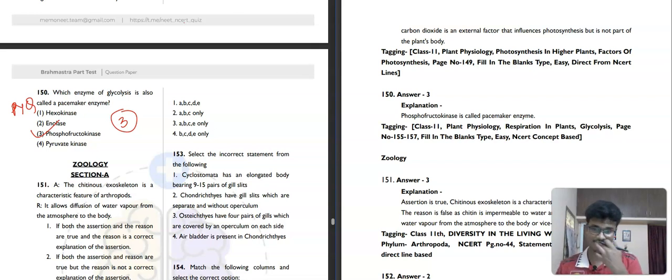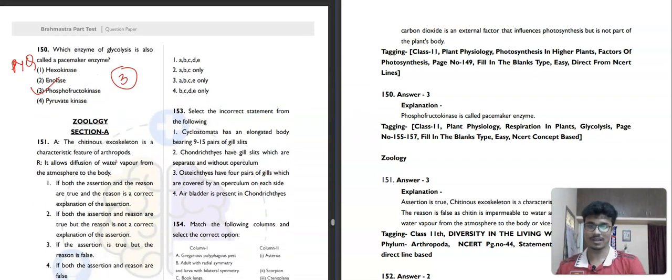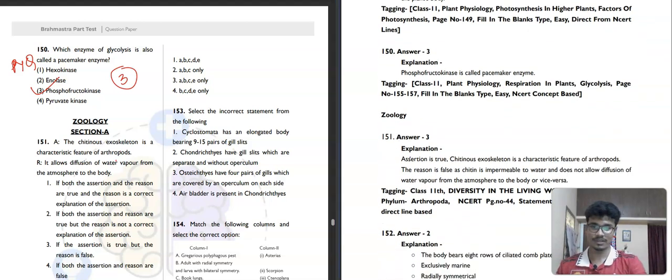Moving to the next section, that is zoology. So let's see what the first question is saying. Assertion is given: the chitinous exoskeleton is the characteristic feature of arthropods. Correct. Then reason is saying that it allows diffusion of water vapor from the atmosphere to the body. This is not correct. Chitin is impermeable to water and does not allow diffusion of water vapor from the atmosphere to the body or vice versa. So third option, assertion is true but reason is false.